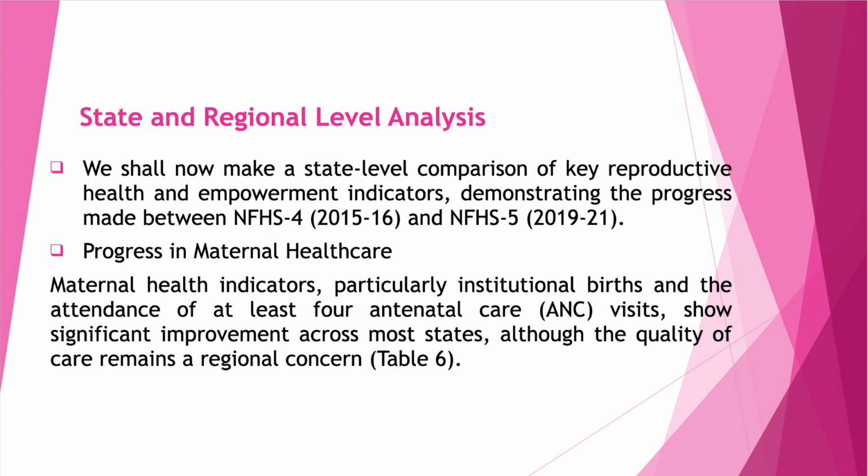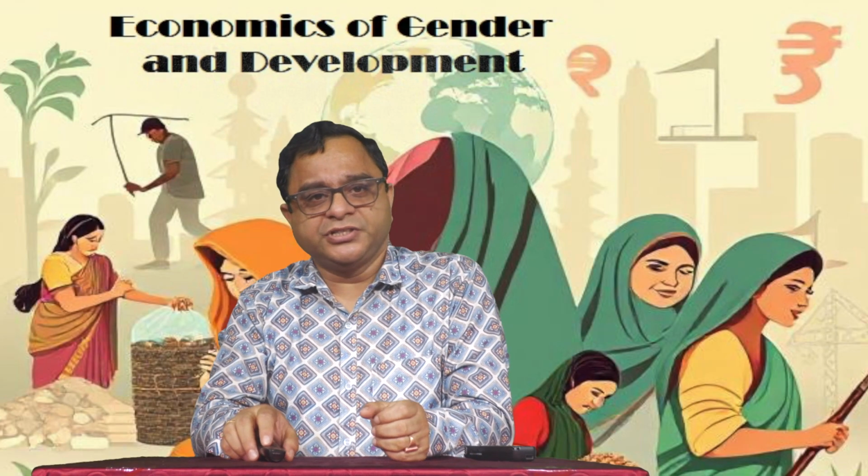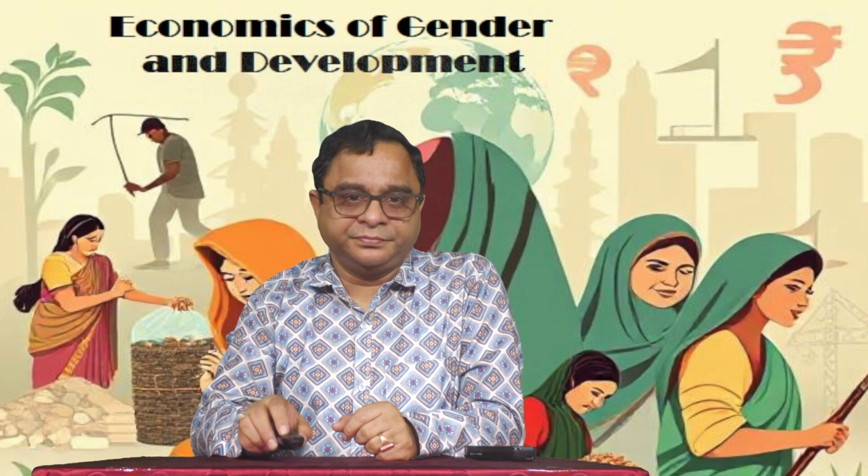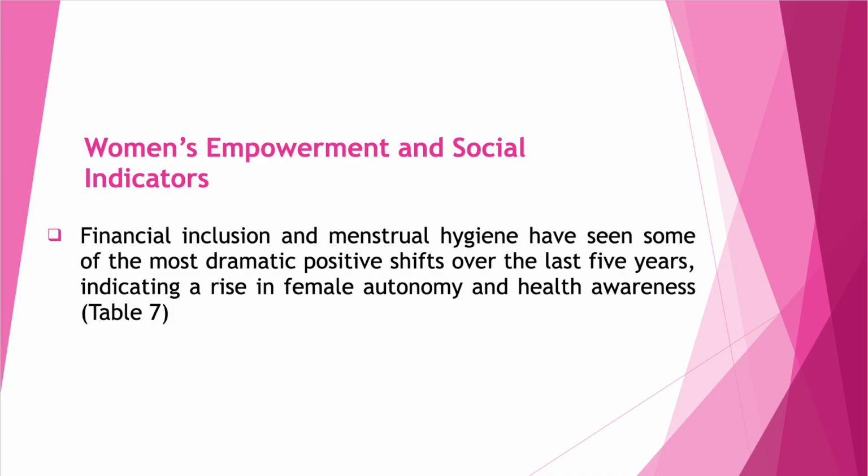Maternal health indicators, particularly institutional births and the attendance of at least 4 antenatal care visits, show significant improvements across most states, as we have already seen, although the quality of care remains a regional concern. And we see here in table 6 the data for institutional births and antenatal care for the 4th and 5th rounds, for India as a whole, and also for states like Arunachal Pradesh, Jharkhand, Kerala, Nagaland, Tamil Nadu, and Uttar Pradesh.